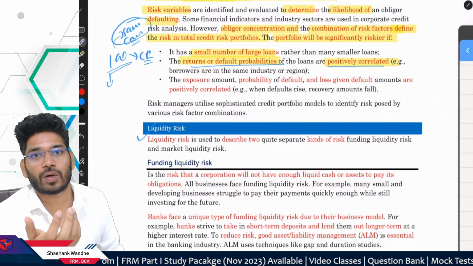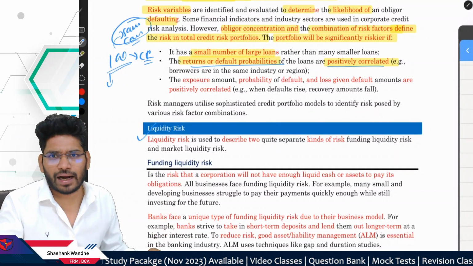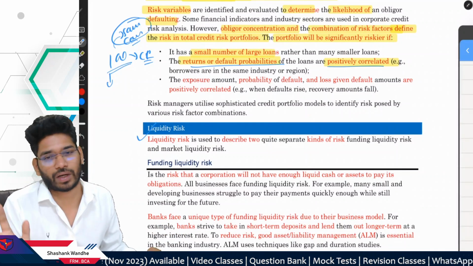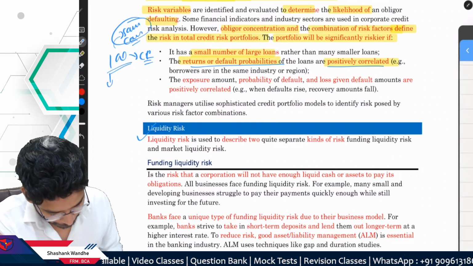If these are negatively correlated, all these 100 are working in different companies. If one of the companies is in crisis and maybe one of the borrowers is unable to pay his EMI properly, then still you are not in problem because 99 are paying properly.